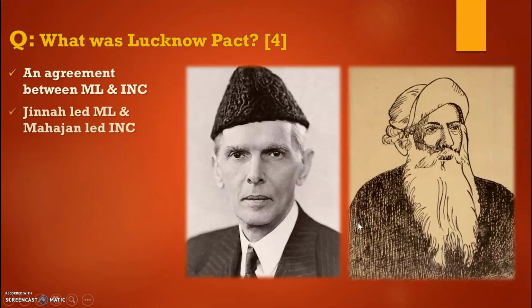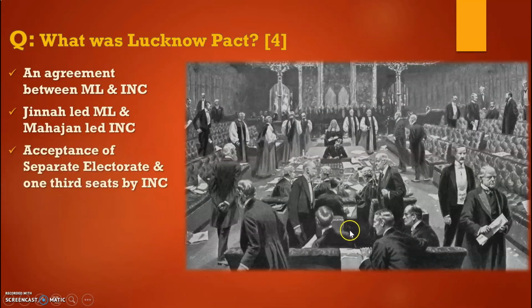The second one that we need to add over here would be that mainly in this pact, it was Jinnah who led Muslim League, or on the other side, INC ko jinhone lead kiya tha, that was Mahajan. As you could see the picture right on the screen, that would be the second content that you might add in this answer. Uske baad, jo next cheez aapne yahan pe mention karni hai, wo hai acceptance of separate electorate as well as the 1/3 seats in the council by INC.